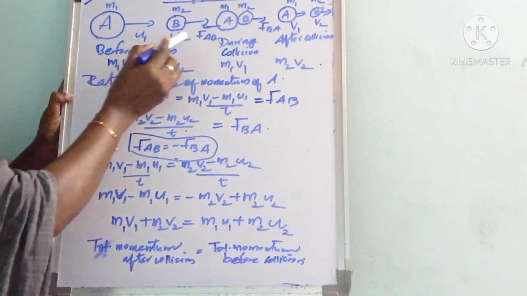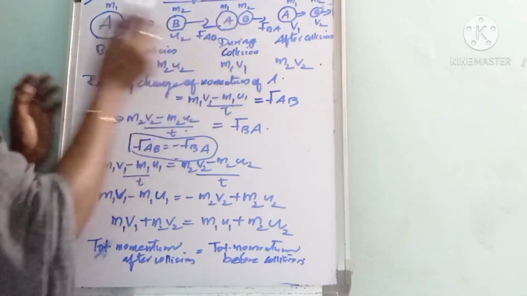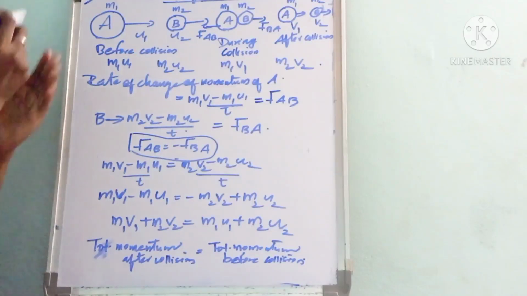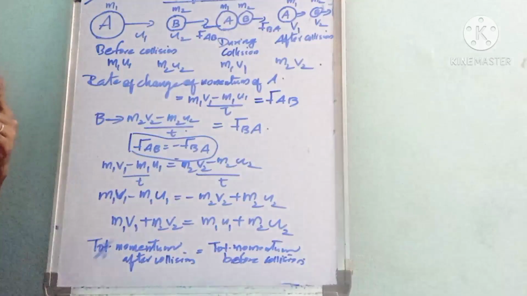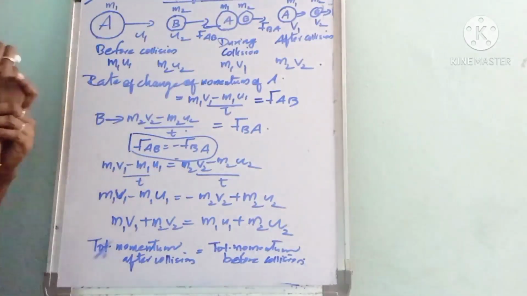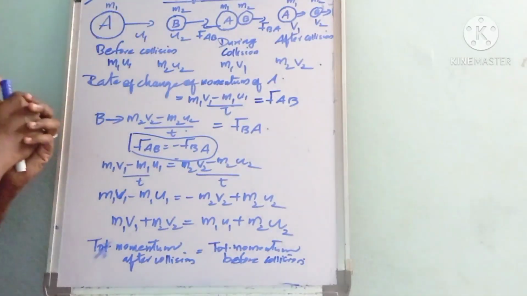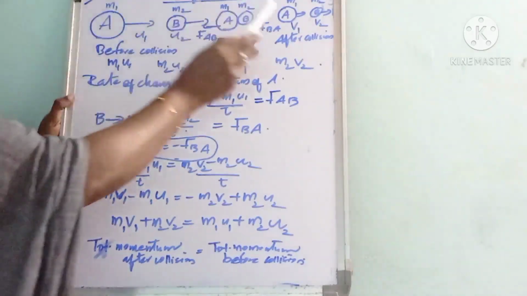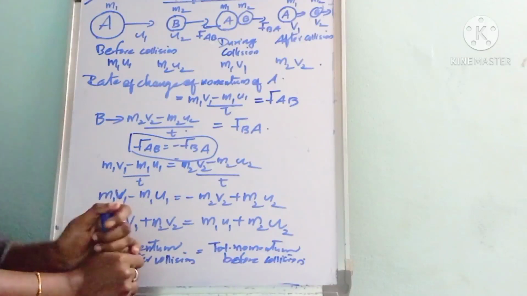Actually this is before collision, and this is during collision. Here the object A moves with a velocity greater than object B, so after some time A hits on B. This is called collision. The hitting of objects is called collision. Then after collision, A moved with velocity v1 and B moved with velocity v2.